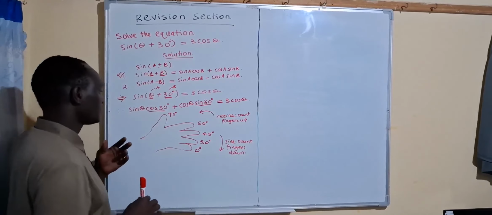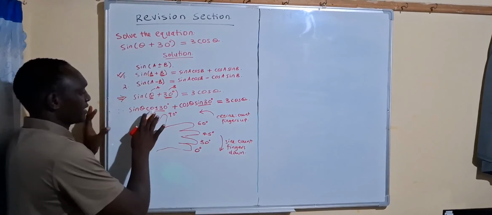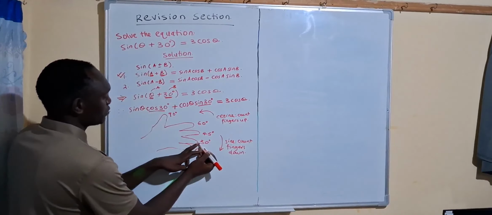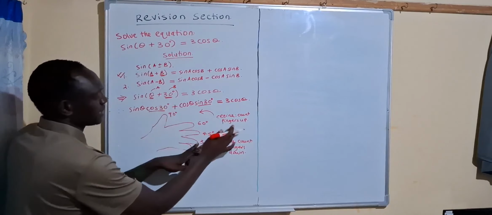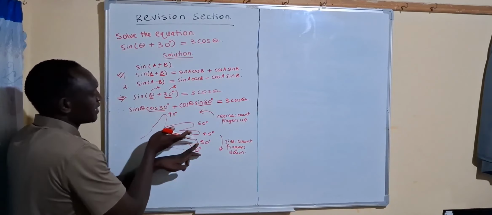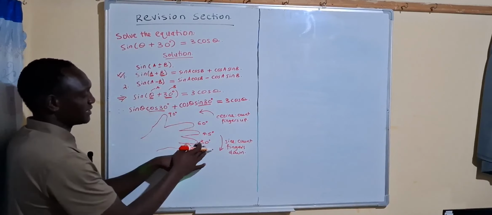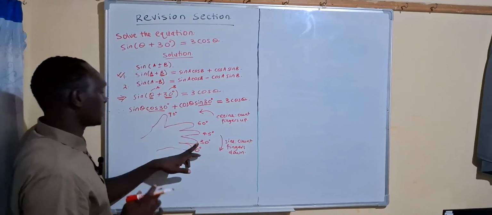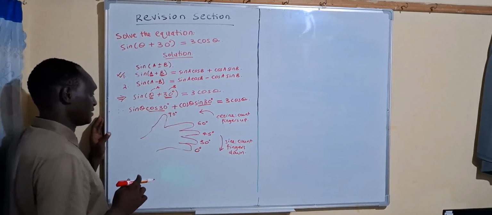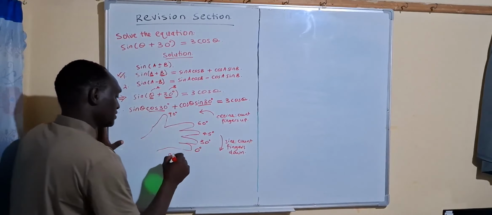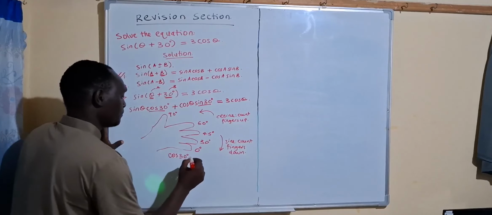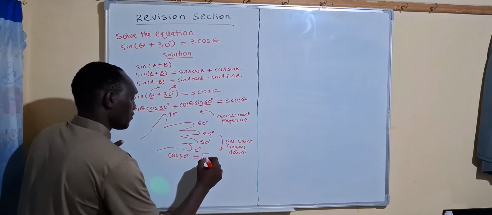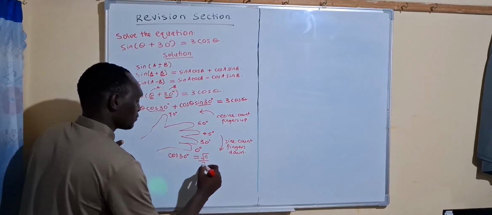Now, we are trying to look for cosine of 30. So you first come to 30. 30 is here. You count fingers up. How many fingers are above this 30 degrees? 1, 2, 3. Those are 3 fingers. That means cos of 30 is the same as root of n out of 2.